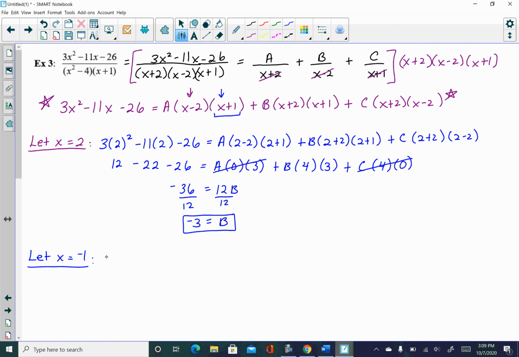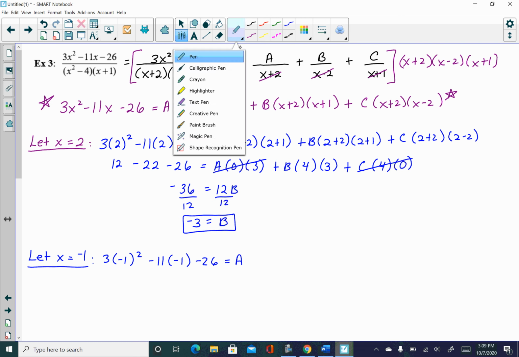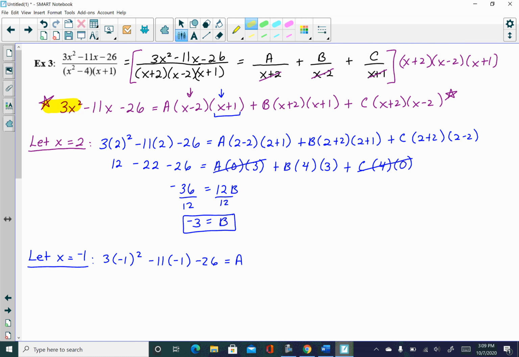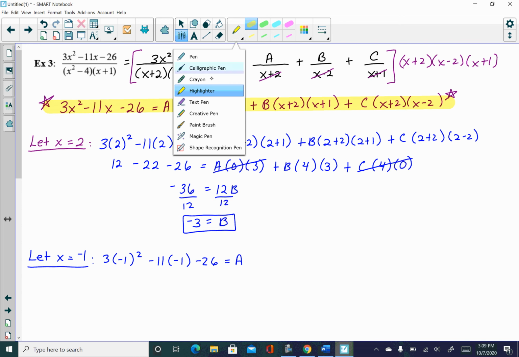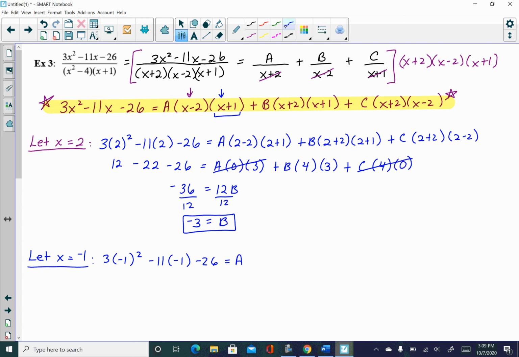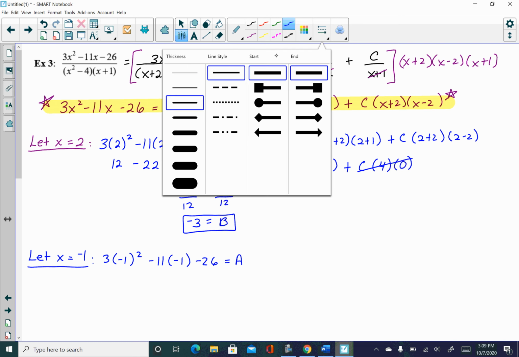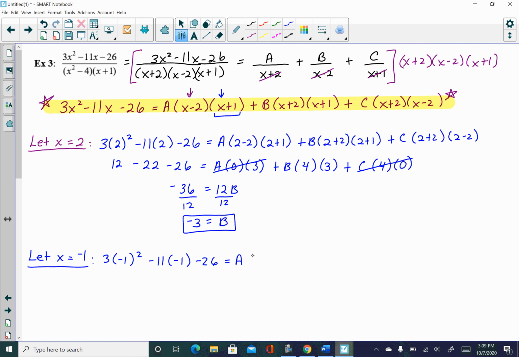So I repeat the same process. 3 times parentheses negative 1 squared minus 11 times negative 1 minus 26 equals, I'm just going back to this top piece here. Let me highlight it for you, maybe that'll help too. This is the one that I'm focusing on. Okay. A parentheses, I'm plugging in a negative 1.